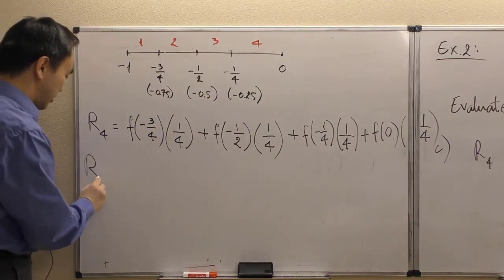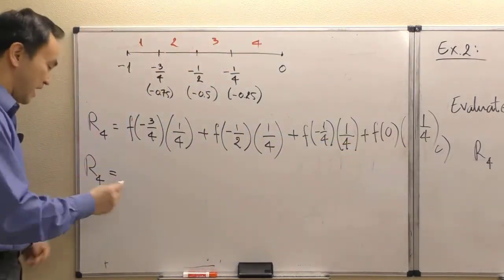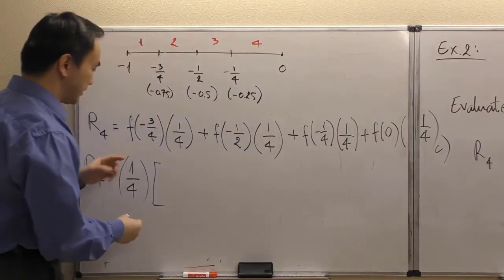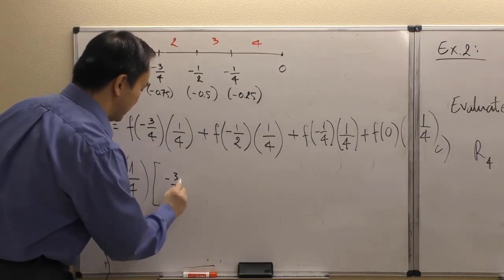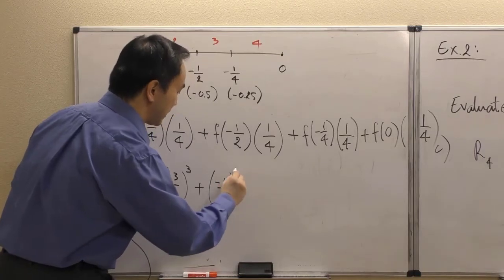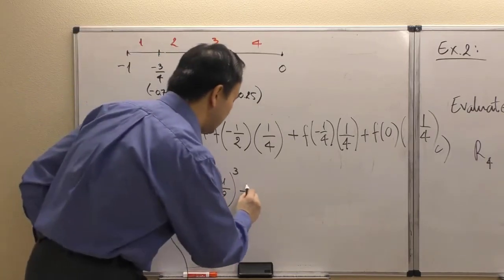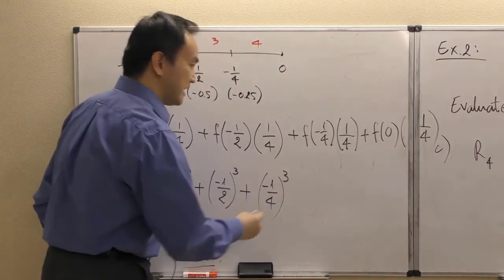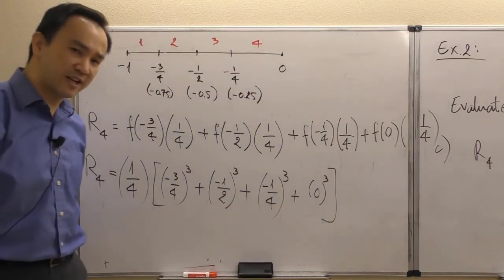And again, at this point, I can start speeding up the process a little bit. 1/4 is a recognized common factor, so we can algebraically pull it out in front. Then left behind in the parentheses, I'm going to look at the function output for f at -3/4. So it's -3/4 in parentheses cubed, plus -1/2 in parentheses cubed. And our function, again as a reminder, is a cubic function. Plus the next one is -1/4 cubed, and the last one is 0 cubed. All right, so that's the calculation setup.